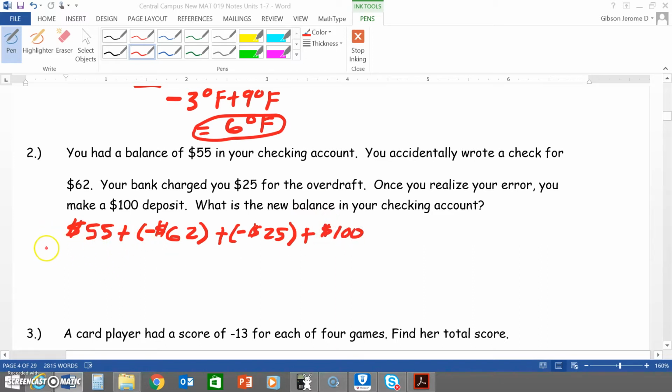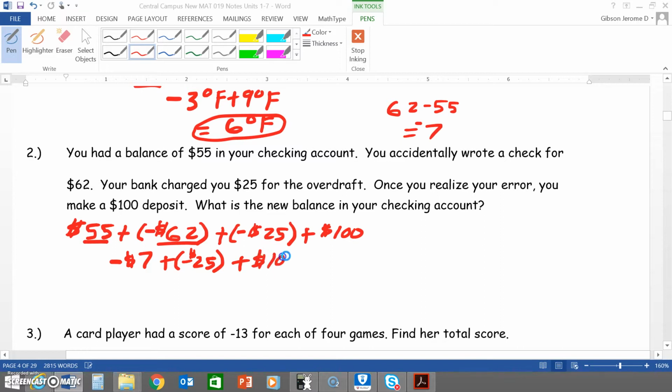So now, what we have to do, we have to combine the integers. So if you notice here, this 55 and -62, they have different signs. So in your mind, you should be thinking 62 minus 55, which is 7. But 62 is larger, so it'll be a -7. So this would be a -$7. And we will add our -$25. Then we will add our $100.